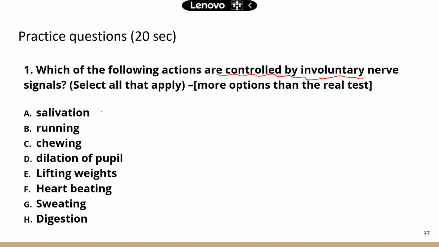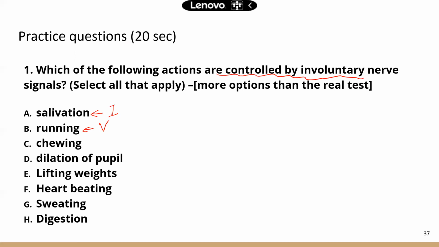A, oh, this is when you secrete saliva, right? Can you control the secretion of saliva? Not really. So it's gland secretion, so that's going to be involuntary. I'm just going to put an I there to stand for involuntary. Running, you can decide whether you want to run or not, right? A lot of times when the weather is crappy, I don't want to run, so I can definitely control that. And so that's a voluntary.